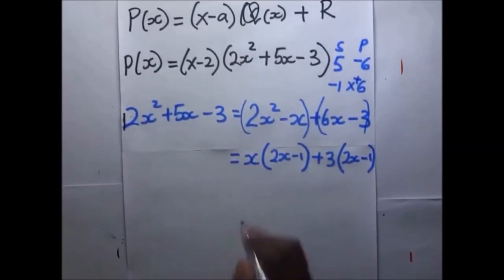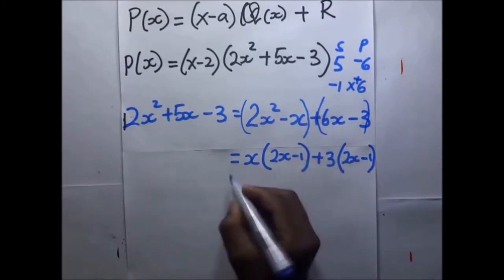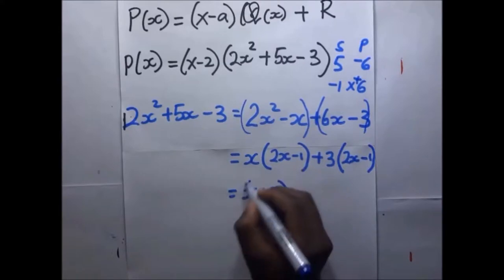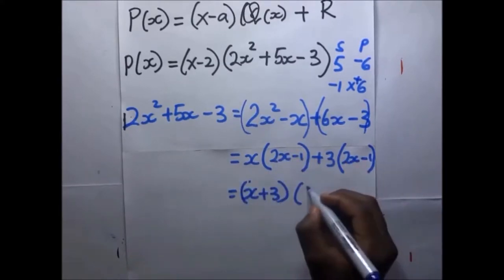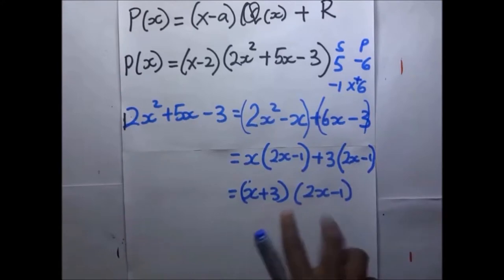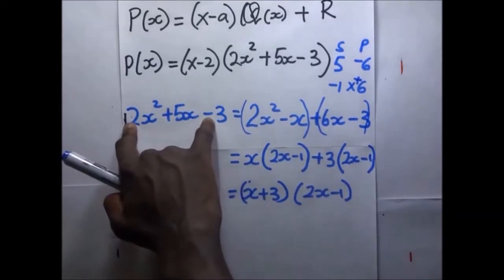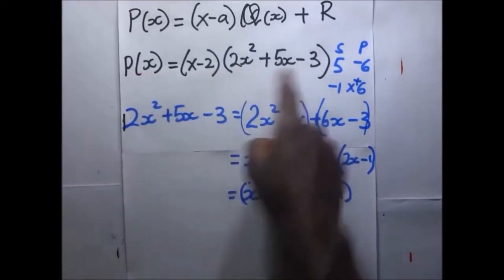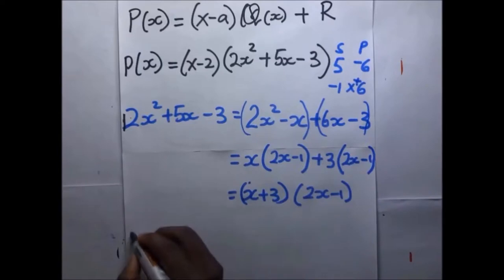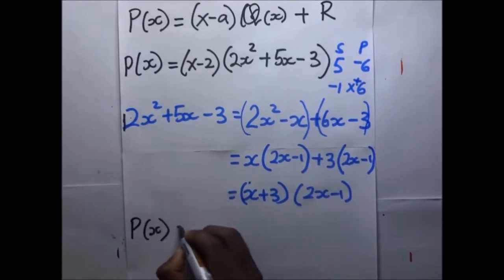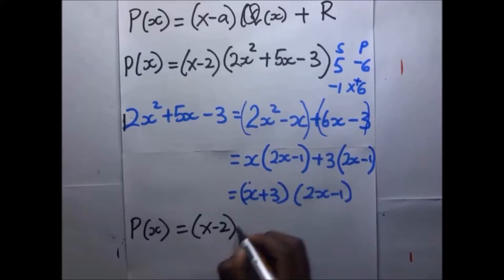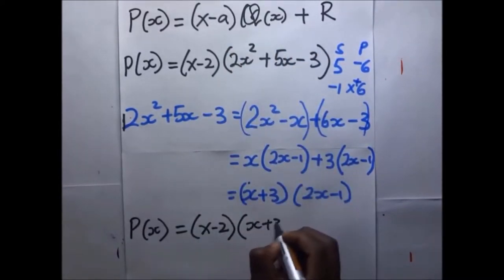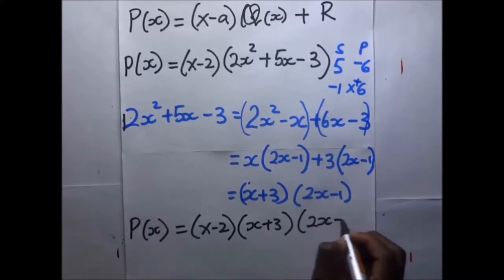And then our answer here will be, we have the common terms in the brackets being the same, so it becomes x plus 3 into 2x minus 1. So now we've prime factorized this quadratic equation. So these now come and replace this. It means that our original statement is going to become P of x, which is our polynomial, is going to be equal to x minus 2. Multiply that by this, which has now become this. x plus 3 into 2x minus 1.